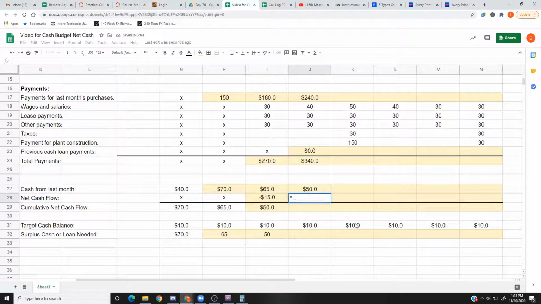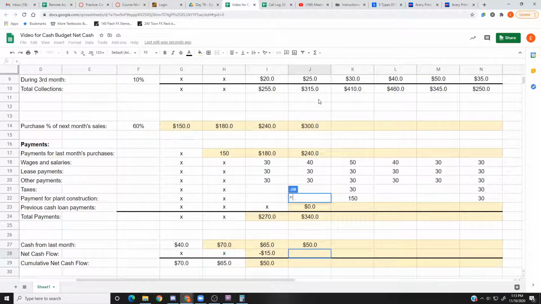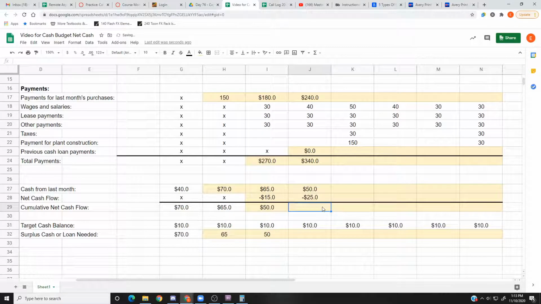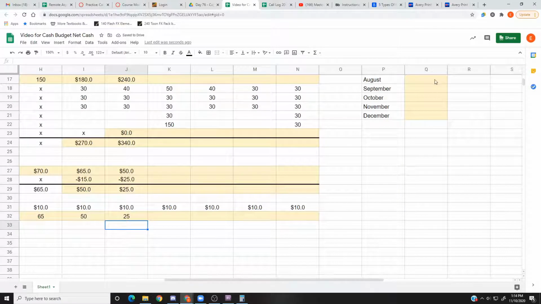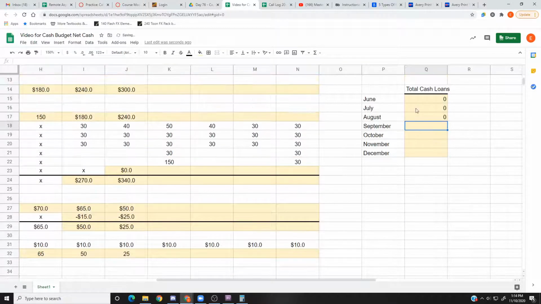Then equals. I had $315 come in, but I had $340 going out. I lost $25. So if we take last month's plus this month, I'm down to $25. I had 70, I'm down to 25. I've been losing money. That's okay. We'll see how it turns out. So $25. We need at least 10. I have 25. No loan needed for August. So I'm going to go over here. August, 0. This is my loan tracker. Okay, I'm keeping track of loans.